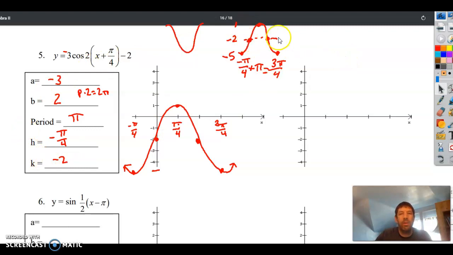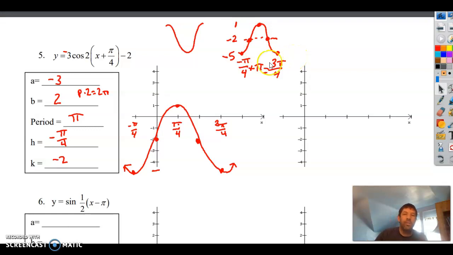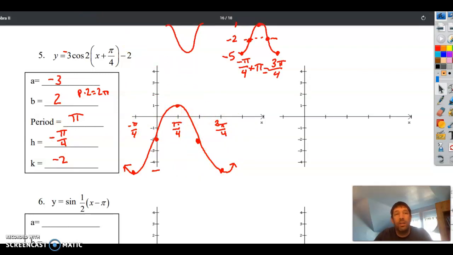My K value is the middle of the graph. My A value tells me how high to go to get to the highest point, and how low to go to get to the lowest point from the middle. My H value tells me where to start my graph, and my period length tells me what I need to add to that H value to get to the end of my graph. And then once I have all of that information, it's just a simple process of transferring that graph down onto the grid below. Okay, so hopefully this helps with graphing sine and cosine functions.